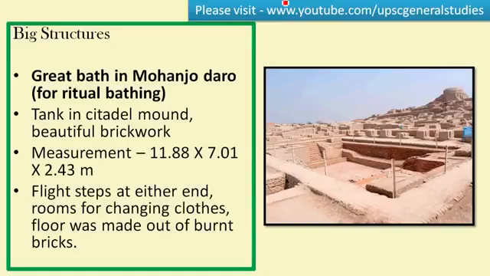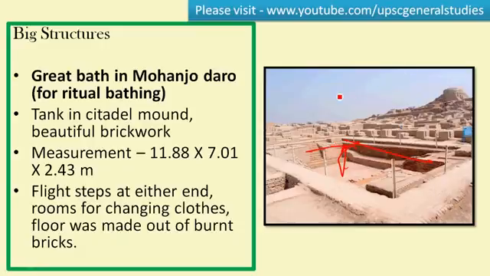Next let's look at the important big structures which were present during Harappan civilization. First important structure is the great bath, which was present in Mohenjo-daro. It was used for ritual bathing, and this is present in the citadel area, not in the lower town. Measurements include 11-meter length, 7-meter breadth, and 2.43-meter height. And here flights of steps were given at either end of the great bath for easy movement of the people into the bath and outside.